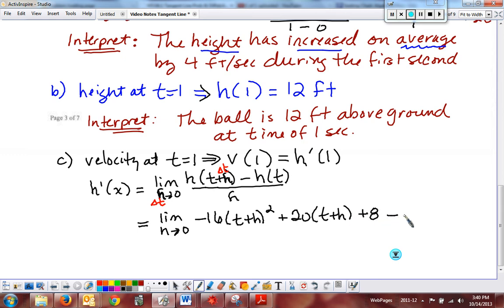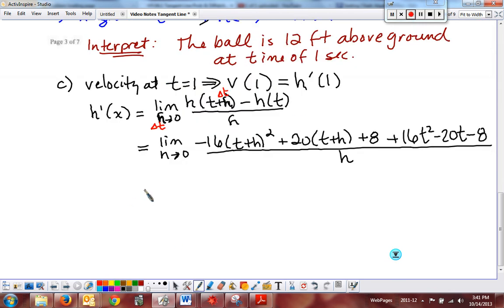Then we subtract our function. Minus negative 16 is actually going to become a plus 16. I like to distribute my negative as I go. So plus 16t squared. And then you had plus 20t, but I'm subtracting, so minus 20t. And then I had plus 8, but I'm subtracting, so I do minus 8. And that's all over h. So see, now I don't have to worry about the h and the h from the function name. Then you're going to basically just do your algebra for this. We'll just do it together.